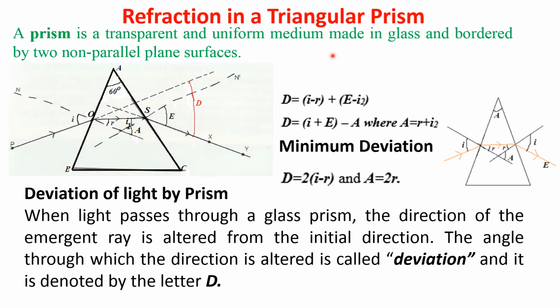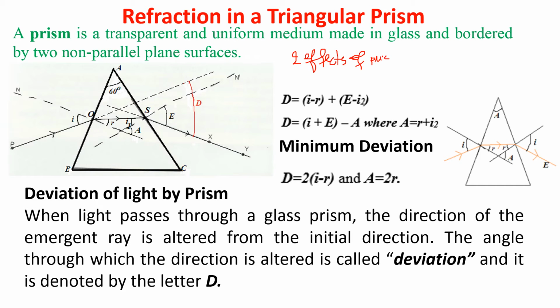Now, refraction in a triangular prism. A prism is a transparent and uniform material which is made of glass and bordered by two non-parallel plane surfaces. It has the shape of a pyramid. Then the prism has two effects on entering light. The two effects of prism on light.